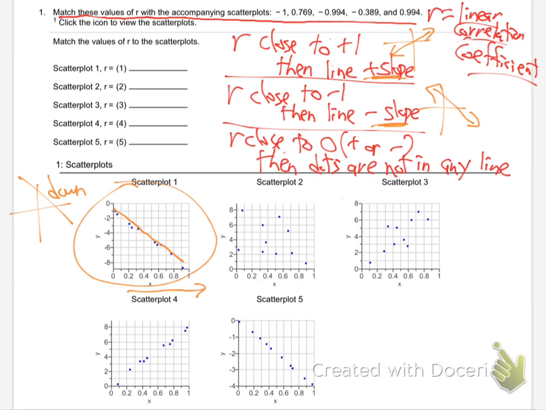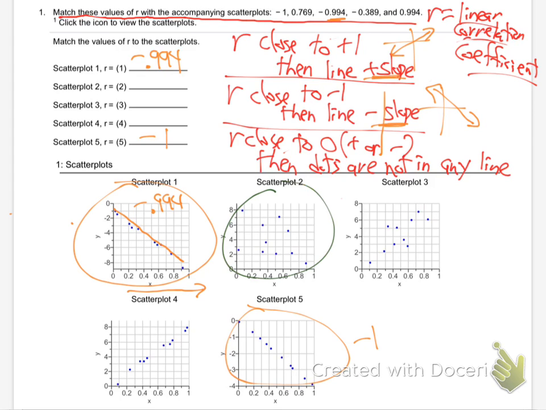So I'm going to go with negative 0.994, as opposed to this one, scatter plot number 5. Those are perfectly straight down, aren't they? So that one is the negative 1. That makes sense. This one's negative 1. This is negative 0.994. They're almost a perfect line. Okay, scatter plot number 2. Let's do number 2 now.